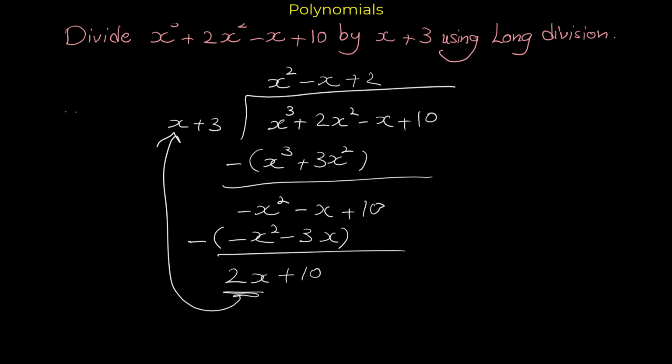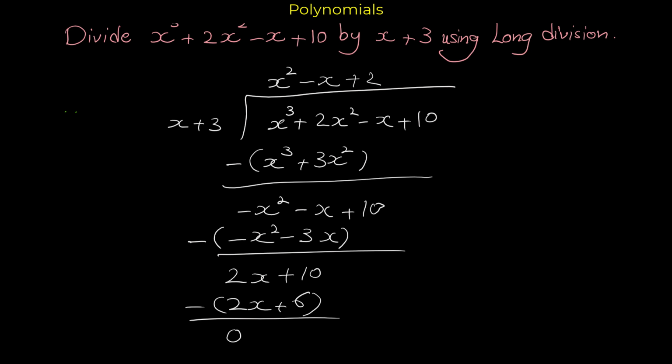Now we have to do multiplication. Multiply 2 in the x plus 3, in the divisor. 2 times x is 2x. 2 times 3 is 6. Subtract again. 2x minus 2x would be 0. As usual, it should be 0. 10 minus 6 is 4. So the remainder at the end is just 4.